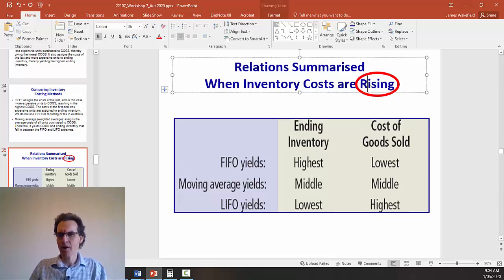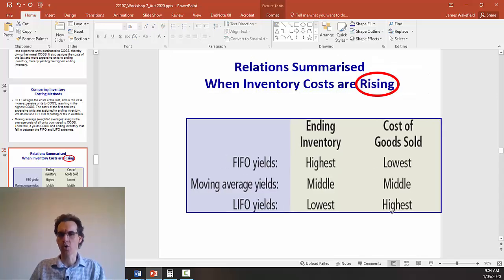Now again, if prices are rising and you're using the last in, first out method, then you're assuming you're selling the most expensive ones first, therefore you're getting the highest cost of goods sold.